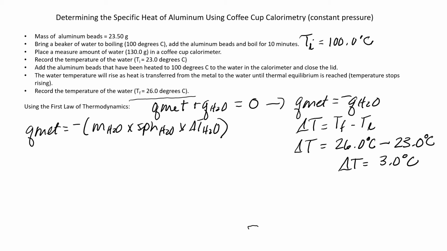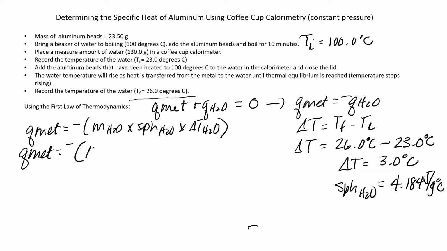We've memorized specific heat of water. And the more you practice these types of problems, the easier that memorization gets. So now we can calculate Q of the metal, negative mass of our water is 130 grams times 4.184 joules per gram degrees Celsius times our delta T of 3.0 degrees Celsius.